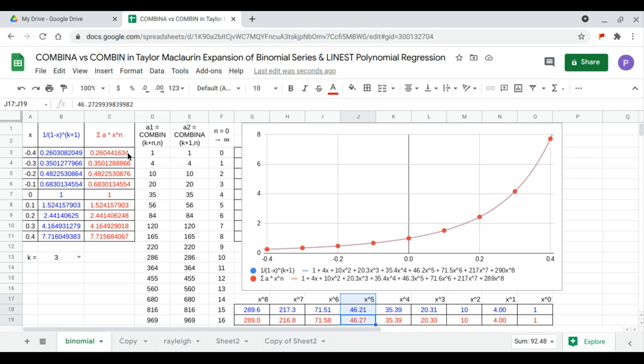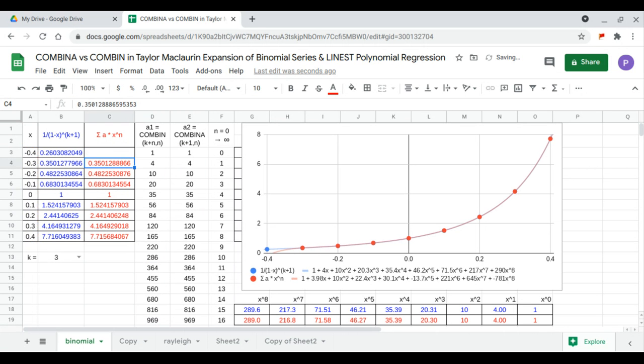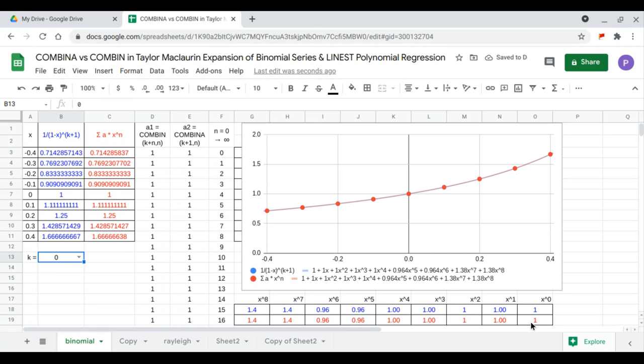Let's say I will change this. Instead of the COMBINA, I will use the COMBIN. Enter. I still get the same results. So we can start with 0. They're the same.